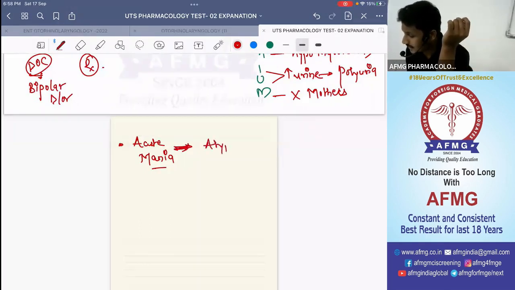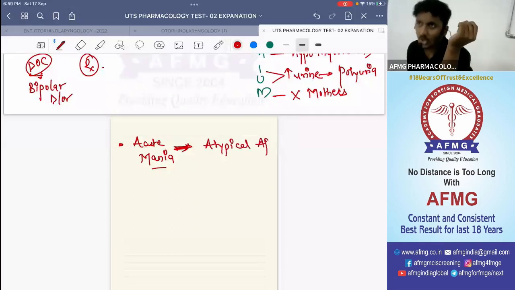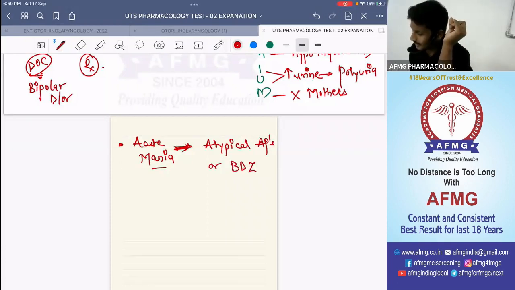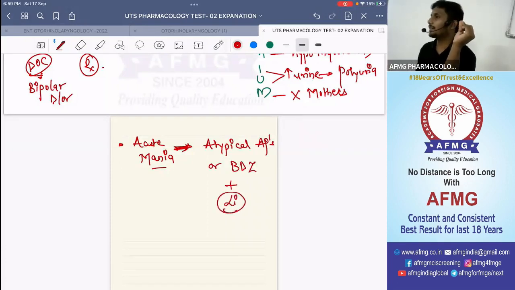Atypical antipsychotics can be given, drugs like olanzapine, or we can even give drugs like benzodiazepines. Along with lithium definitely, but the better drug, if you have to mark a drug of choice in acute mania, the answer should be atypical antipsychotics or benzodiazepines. No issues with this, anybody?